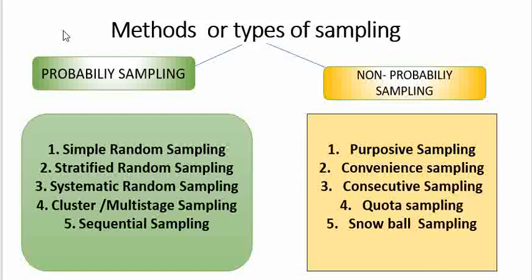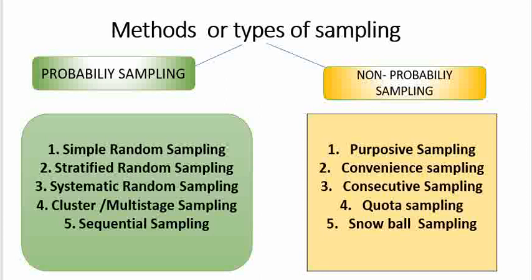Hello everyone. Today I'm going to explain to you about methods or types of sampling. There are two types of sampling: one is probability sampling and the other is non-probability sampling. Under probability sampling we have simple random sampling, stratified random sampling, systematic random sampling, cluster or multi-stage sampling, and sequential sampling. Under non-probability sampling, we have purposive sampling, convenience sampling, consecutive sampling, quota sampling, and snowball sampling.